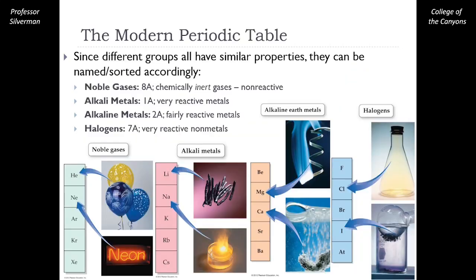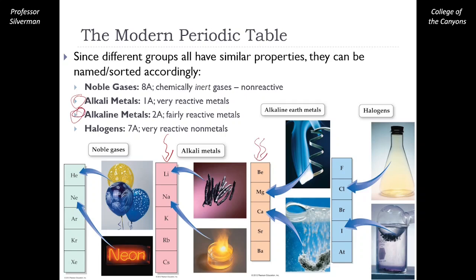Lastly, we said our vertical columns, our vertical groups, are grouped based on their properties. Some of these columns have special family names. The first column that I'll talk about is group 1, the first column on the very, very left. These are known as the alkali metals. They are those very reactive metals. In fact, they're so reactive, they react with water in the air. You need to keep them stored in oil so that they don't just spontaneously react.